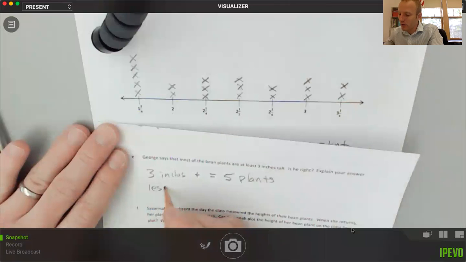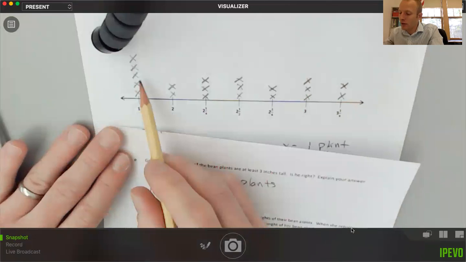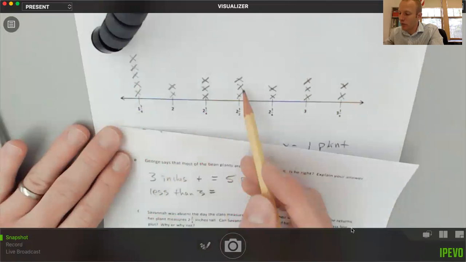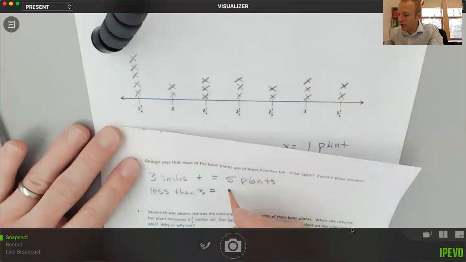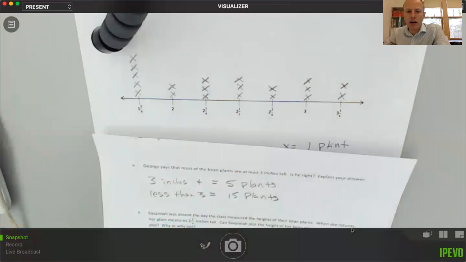Less than 3 equals 5, 6, 7, 8, 9, 10, 11, 12, 13, 14, 15. 15 plants. So is George right? Are most of the plants, or more than half of the plants, taller than 3 inches? No. 15 plants are less than 3 and 5 plants are more than 3.